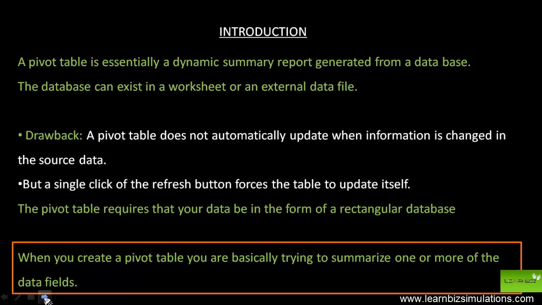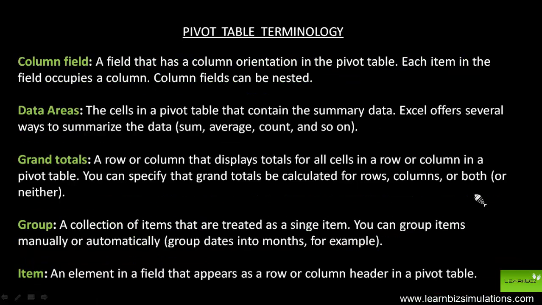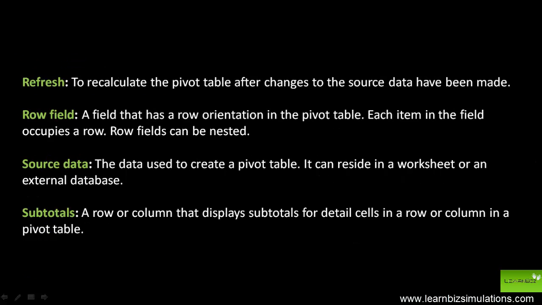A pivot table requires that your data is in the form of a rectangular database. You can store the database in either a worksheet range or an external database file. When you create a pivot table, you are basically trying to summarize one or more of the data fields. Now let us look at the basic pivot table terminology.